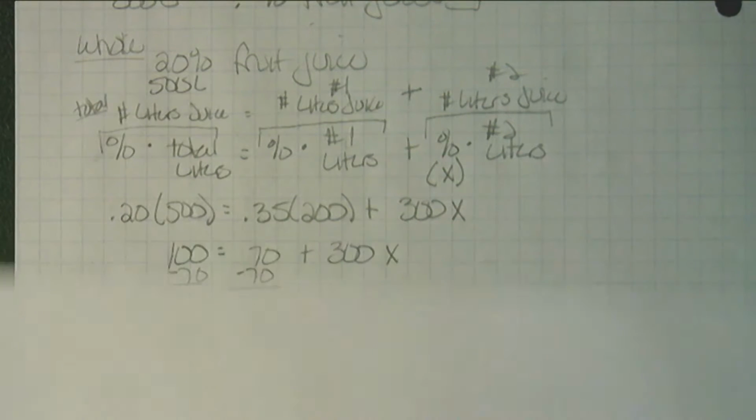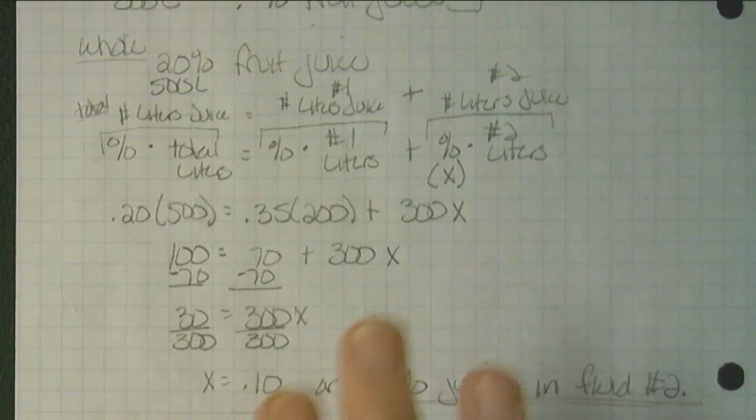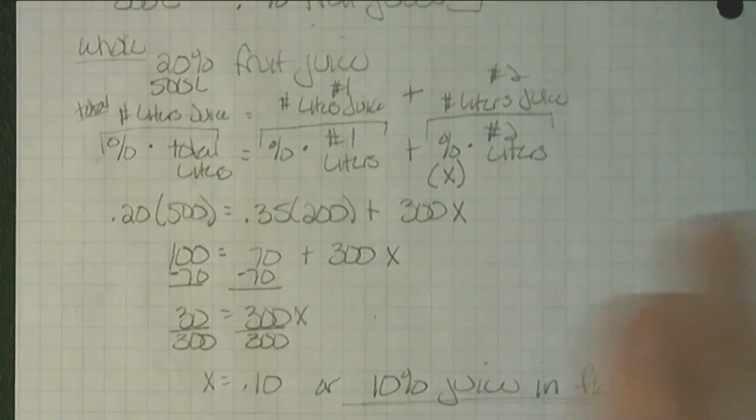And then I would just solve for that. I end up with 10% fruit juice in bucket number 2. Giselle. Okay. How many of you guys are cool with just this basic idea? Okay. If we take this same basic idea and we apply it to number 6, okay?